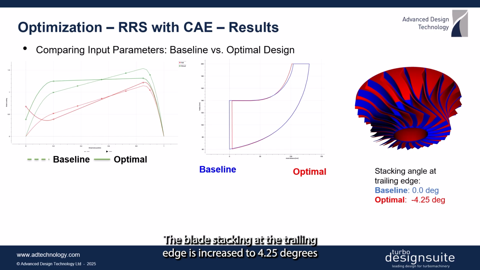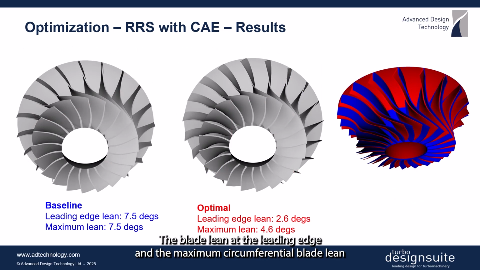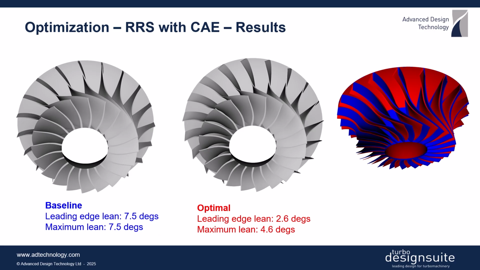The blade stacking at the trailing edge is increased to 4.25 degrees against rotation, which gives the familiar chevron to the exducer section. The blade lean at the leading edge and the maximum circumferential blade lean have both been reduced in the optimal design. This means that, for the same thickness distribution, we should see a reduction in root stresses due to centrifugal forces when the wheel is rotating. So we have improved mechanical as well as aerodynamic performance.